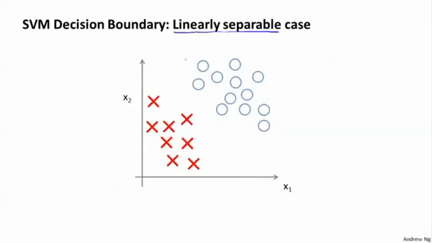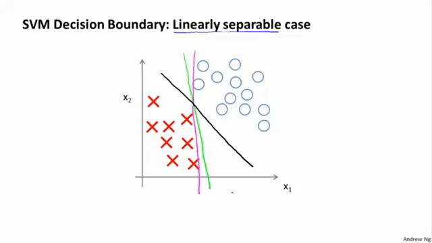For example, here's one decision boundary that separates the positive and negative examples. But somehow that doesn't look like a very natural one, right? Or if I draw an even worse one, here's another decision boundary that separates the positive and negative examples, but just barely. But neither of those seem like particularly good choices.